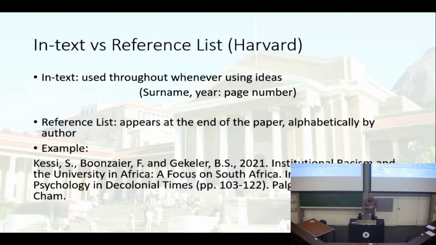Again, we're using Harvard. In-text referencing. In your in-text referencing, you use it whenever you have used an idea from another person. So you have the surname, just the surname, not their whole name, their second name, and their nickname. Just the surname, that's all. Comma, year, and the page number on which it is found. Okay? So that's in your essay.